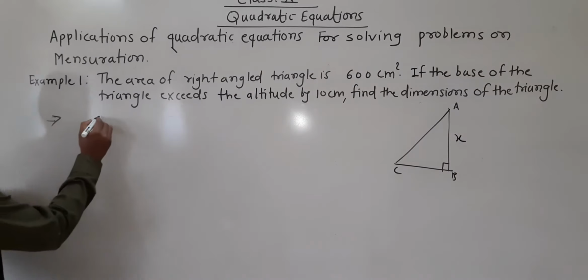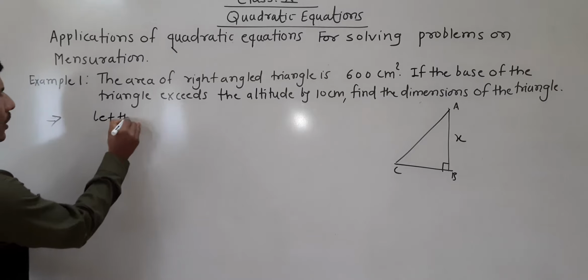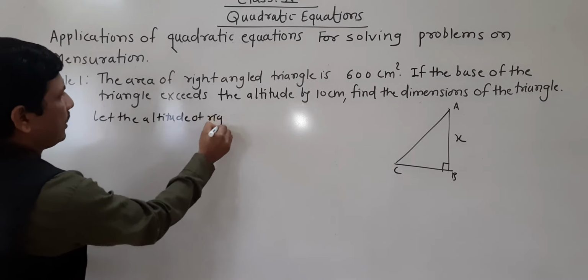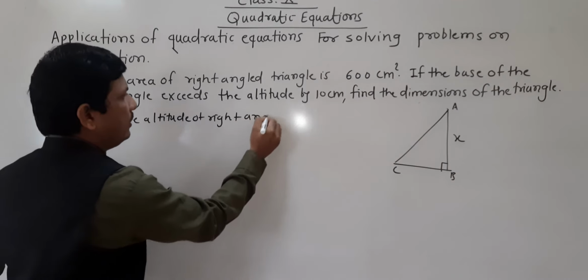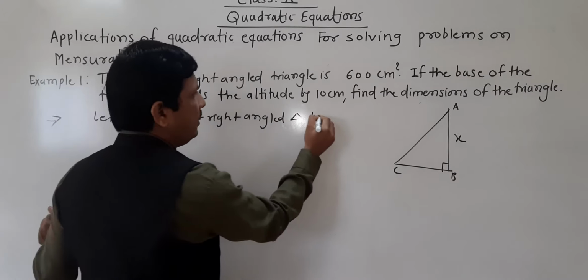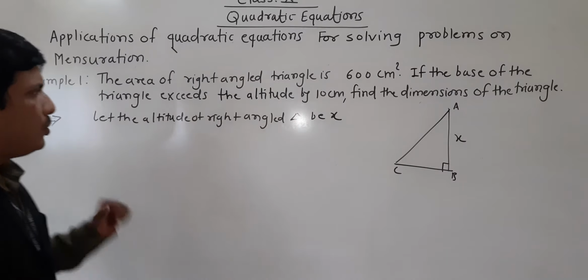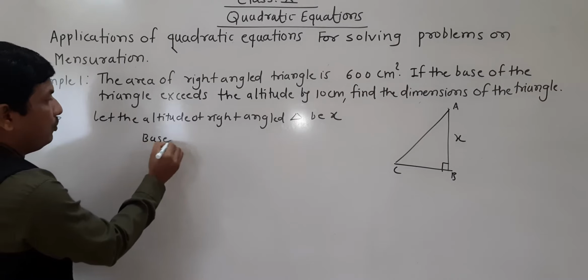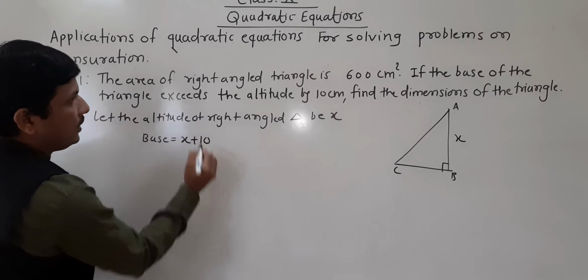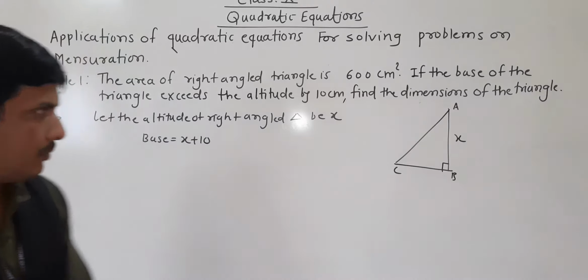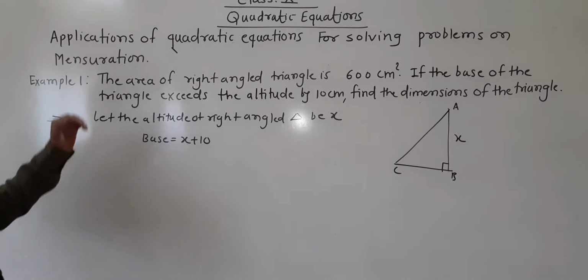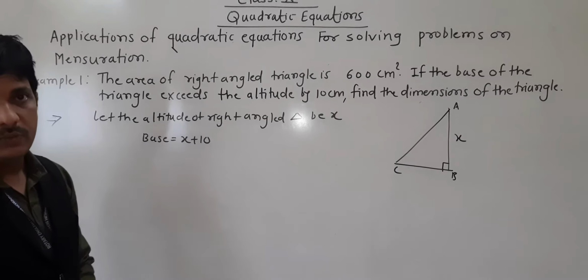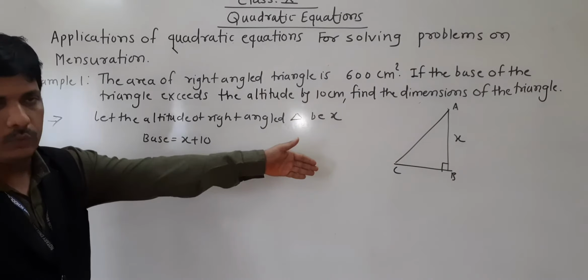So let the altitude of the right angle triangle be x. According to the given information, the base is equal to x plus 10. Now, what is given? The area of the right angle triangle is 600 centimeters square. The hypotenuse is not given.